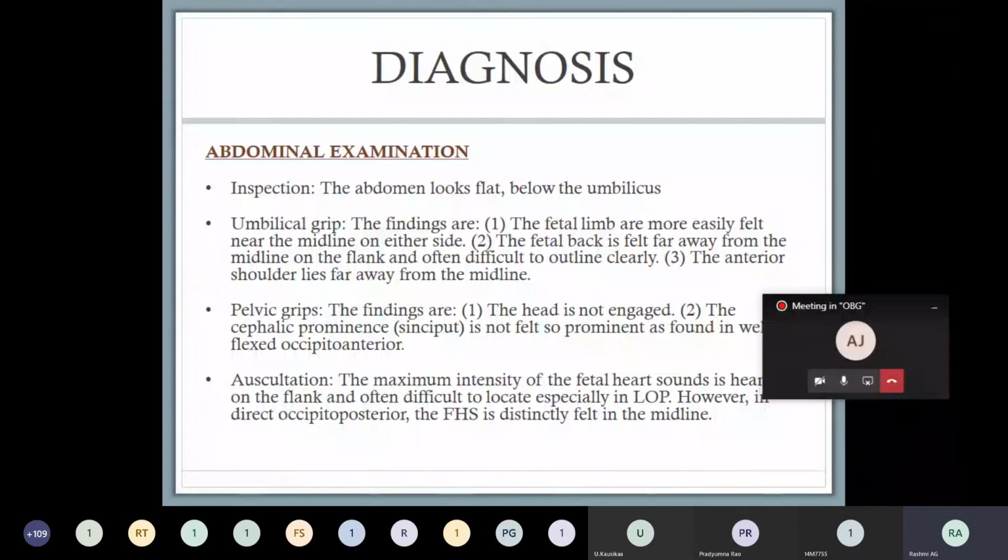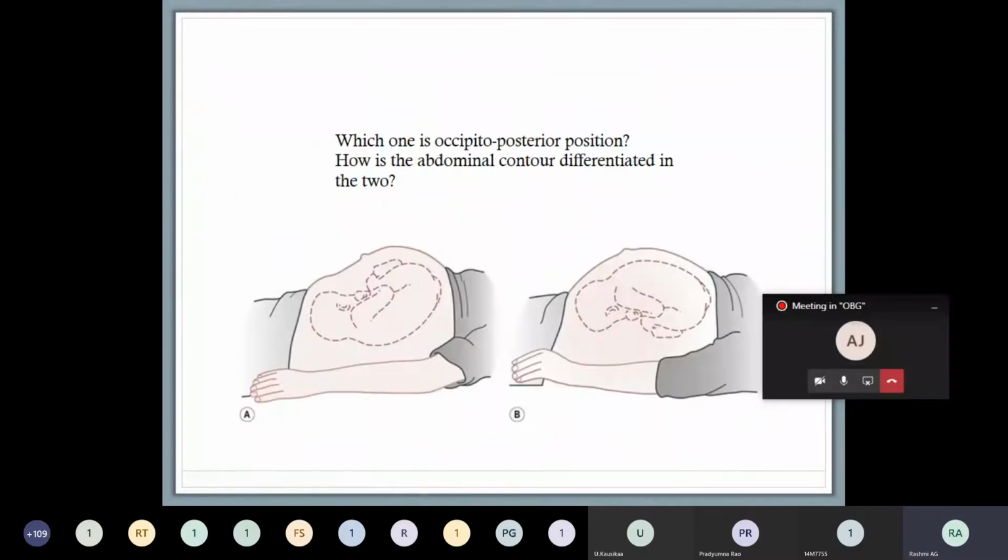Since it's an occipital posterior, what happens to the heart sounds? The maximum intensity of the fetal heart sounds is heard on the flank and is often very difficult to locate, especially in a left occipital posterior. However, in direct occipital posterior, the FHS is distinctly felt in the midline.